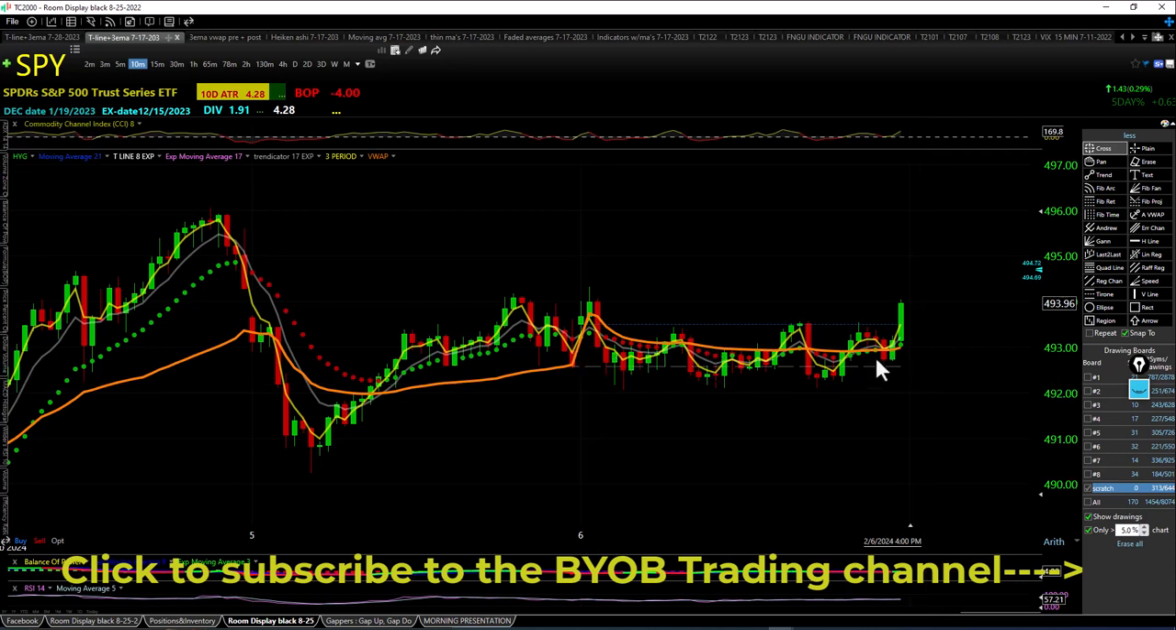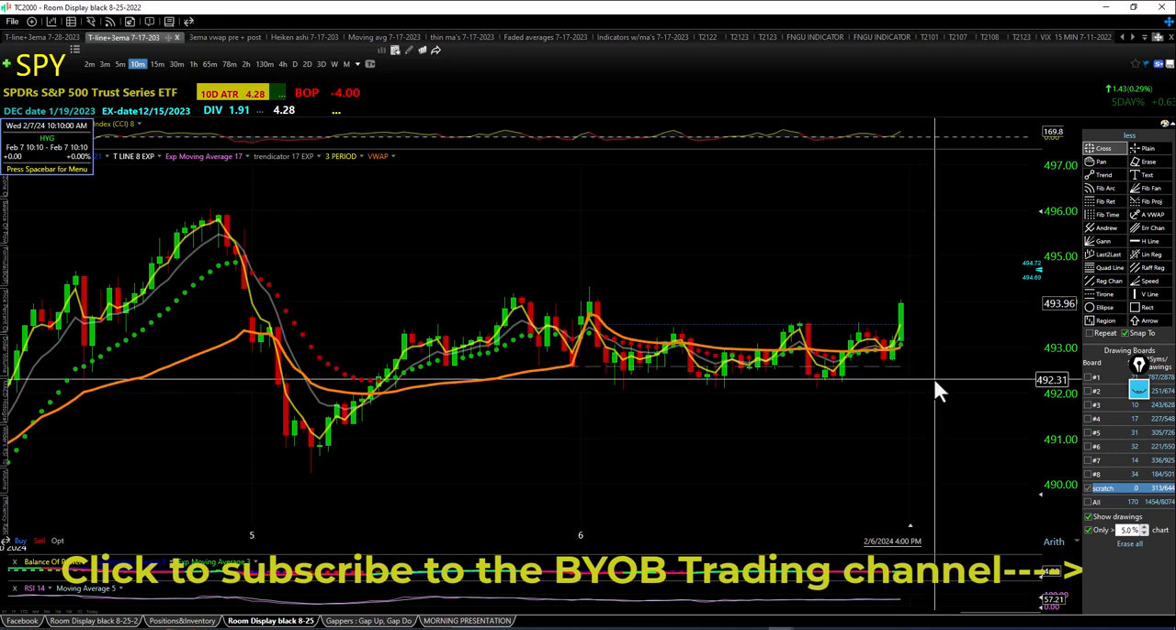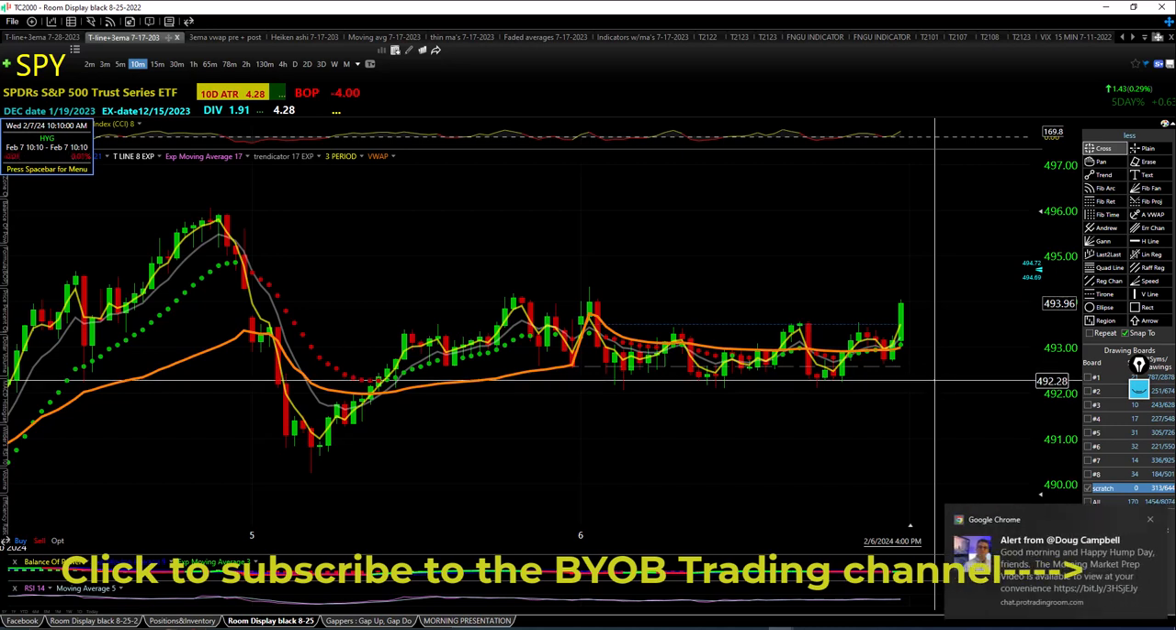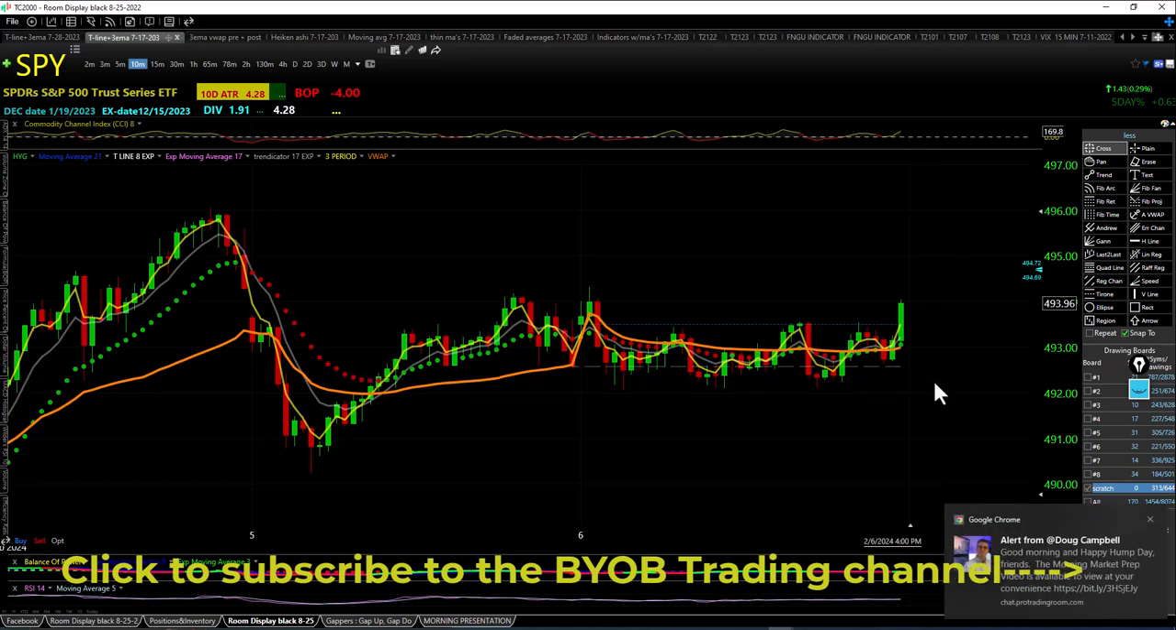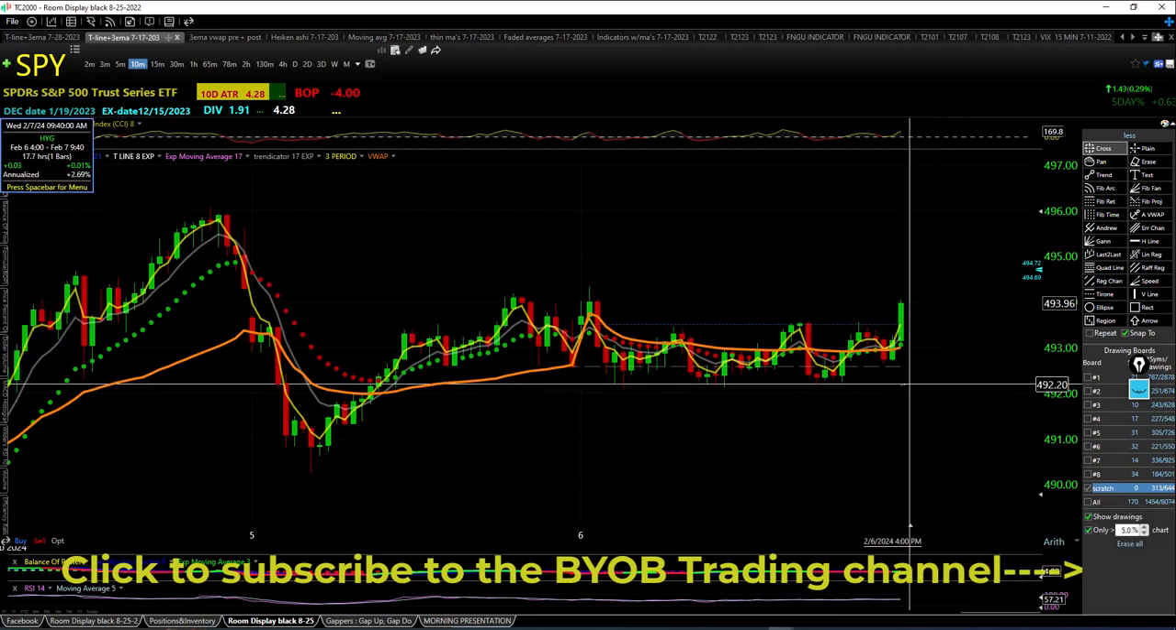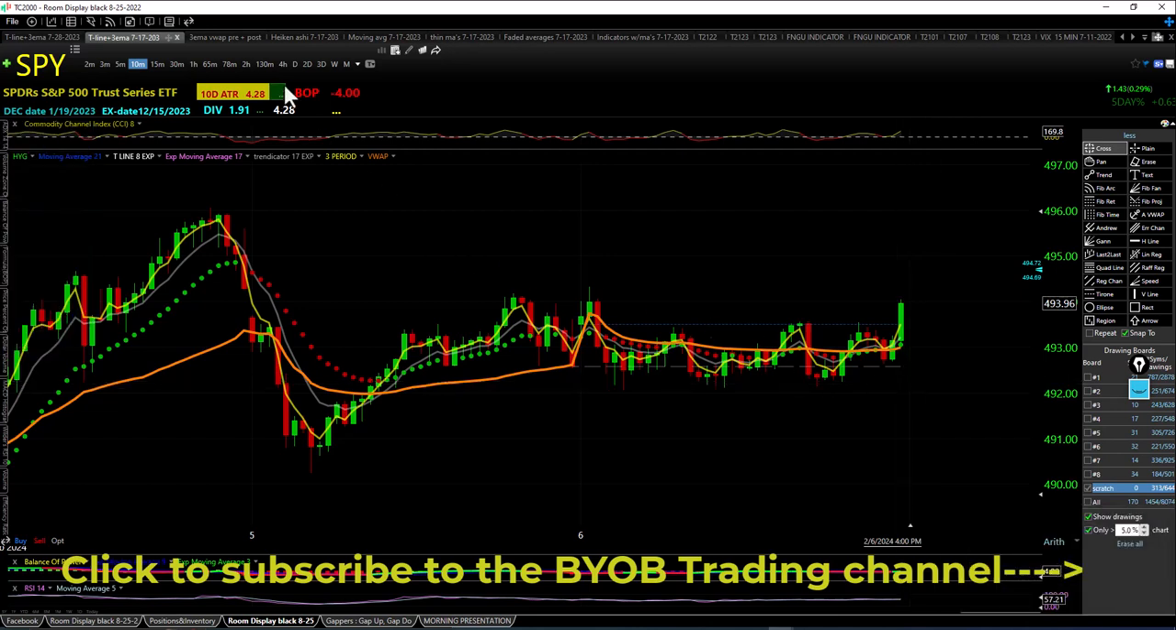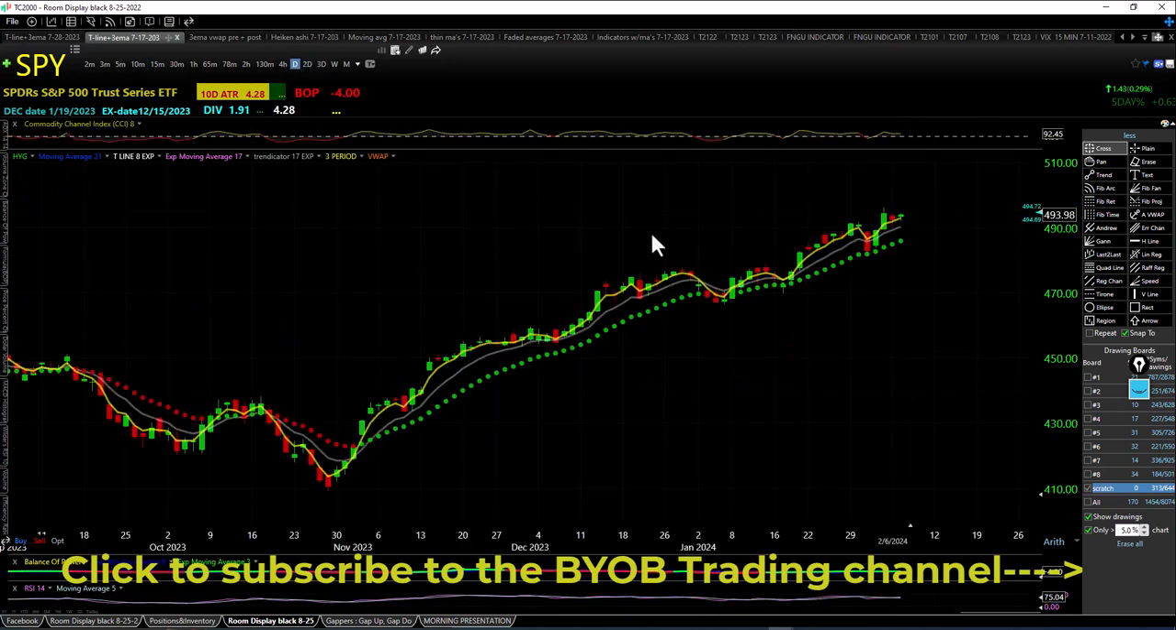We just consolidated all day yesterday. So if those buyers fail me, something's gone awry. So that's my SPY pivot, 492.22. Back to the daily chart. Let's go take a look at QQQ.